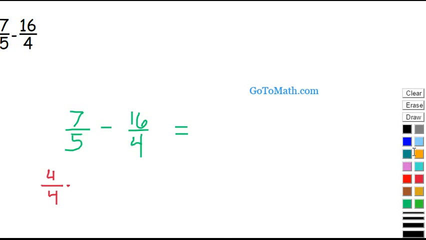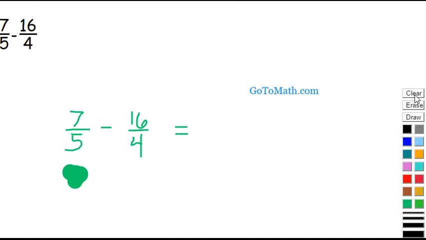Alright. And I almost forgot what color I was using. 7 over 5 minus 16 over 4. And you know what? I just now seen something. This can actually be reduced. You know something? We are going to reduce that before we do anything else.